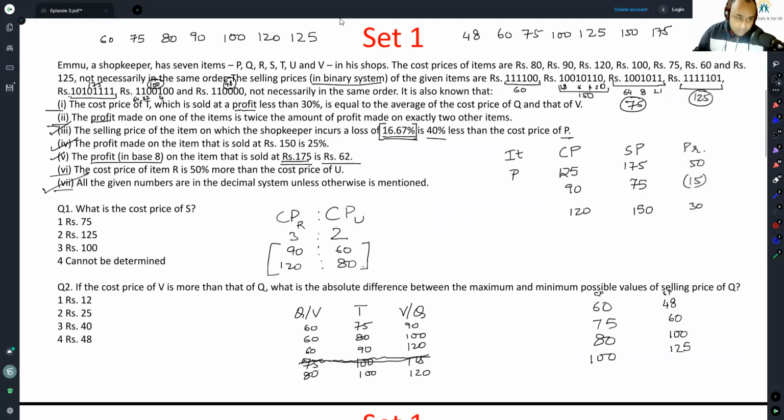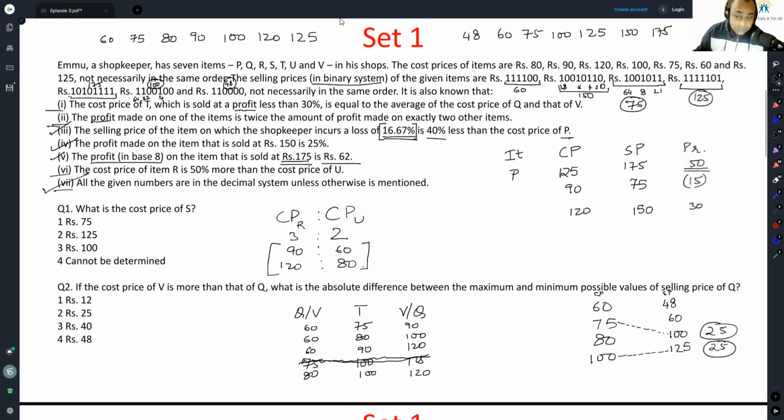Let us try making pairs with 75 now. 75-48 loss, 75-60 loss, 75-100. In this case, I will get a profit of 25, and double of this, I already see a profit of 50 existing. This is very, very inviting. Can I get a profit of 25 once more? Yes, I can get it at 100 and 125. Again, a profit of 25.